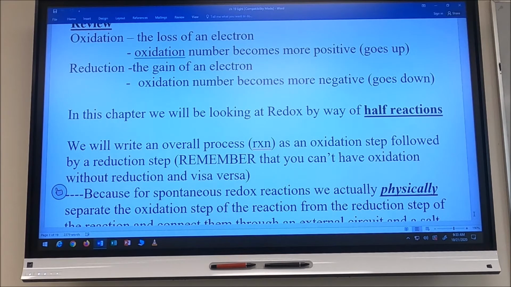In this chapter, we're going to look at redox reactions in terms of half reactions. A half reaction is exactly what the name implies. It's half of the overall process. One half shows what's undergoing oxidation. The other half of the reaction shows what's undergoing reduction. So we'll write an overall redox reaction as an oxidation step and a reduction step. But remember that oxidation can't happen without reduction. Reduction cannot happen without oxidation.